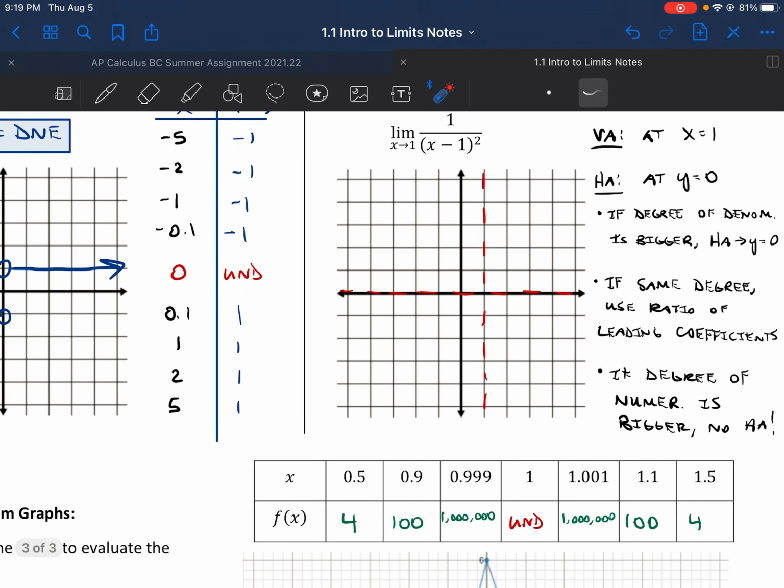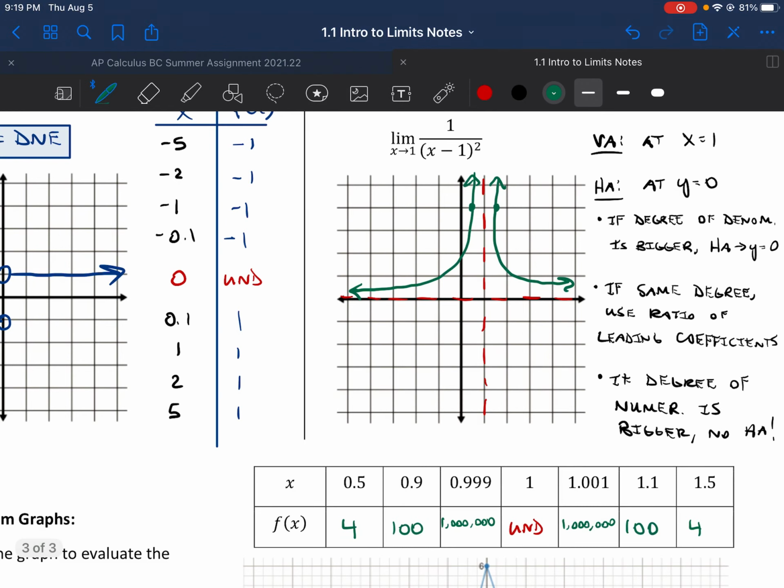And let's start to put in our function values here. If x is 1/2, the y value is 4. If x is 0.9, the y value is 100. Obviously, we can't actually graph that point, and we definitely can't graph this one. We can graph 1.5, 4. So that'd be right here. And now we're just going to follow the asymptotes for a rough sketch. Okay, so that's a rough sketch of what 1 over x minus 1 squared would look like.